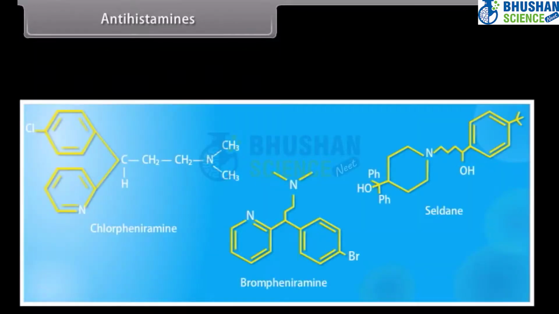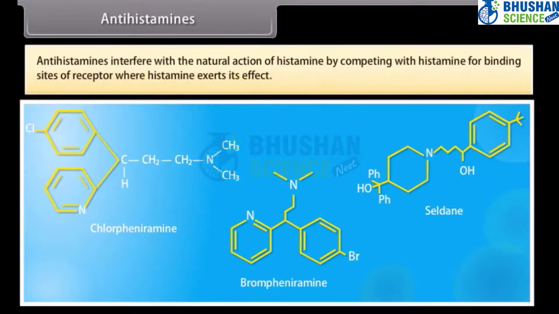For example, chlorpheniramine, brompheniramine and seldane. Antihistamines interfere with the natural action of histamine by competing with histamine for binding sites of receptor where histamine exerts its effect.